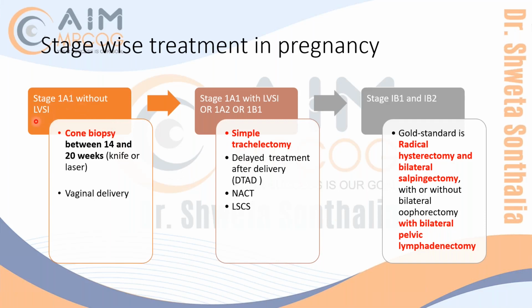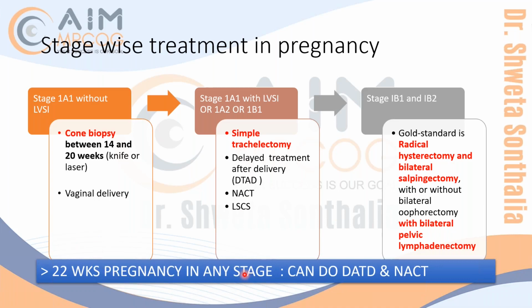So for stage 1A1 without lymphovascular invasion, cone biopsy between 14 to 20 weeks will be your choice, and you can do vaginal delivery. Please don't forget this. Then beyond this, 1A1 with lymphovascular invasion, 1A2 or 1B1, simple trachelectomy, or you can delay the treatment after delivery, NACT, and cesarean. Here vaginal, here cesarean. And here, at more than 22 weeks, you are going to delay it or do the NACT. As I told you, more than 22 weeks in any stage, you can do this too. That's why they give you a simple thing, 23 weeks, so you can easily choose NACT or DTAD.